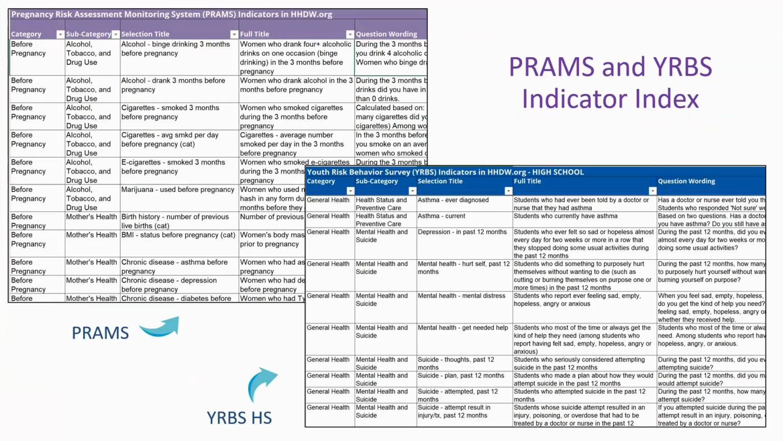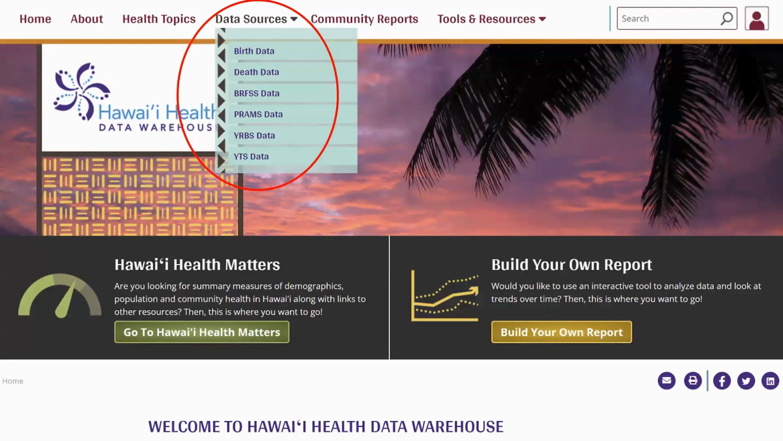So we'll look at these in a minute when we get on the live demo. But first, I want to show you where you can find them. There are two simple ways to get to the content map and indicator index in hhdw.org.